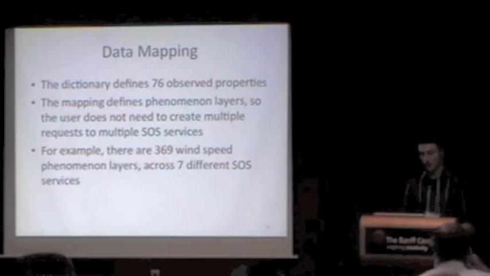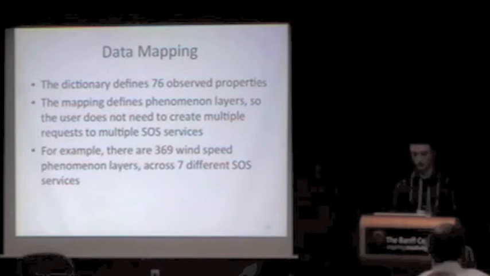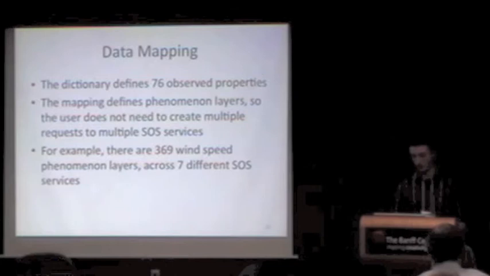The mapping defines phenomenon layers, so the user does not need to create multiple requests to multiple SOS services. By example, there's 369 wind speed phenomenon layers that we've defined, and they're across seven different SOS services. But by the click of a single button, the user can browse all that information.